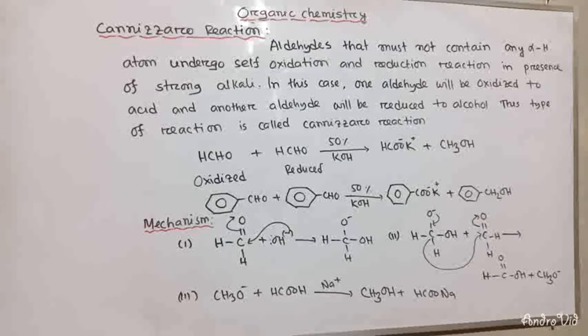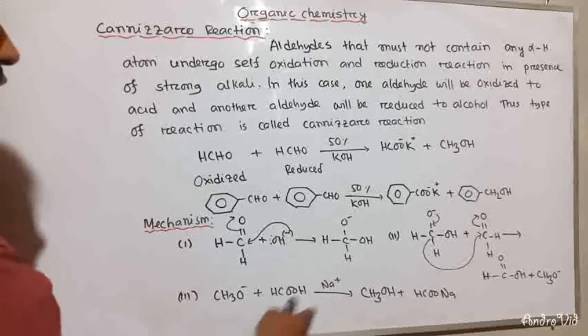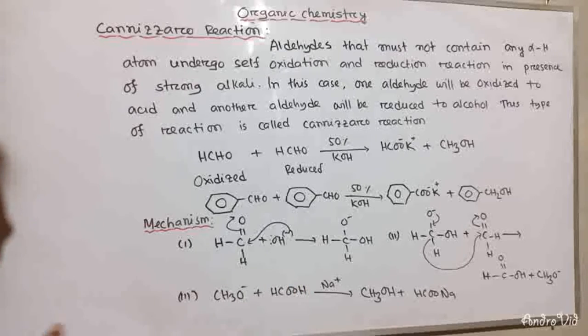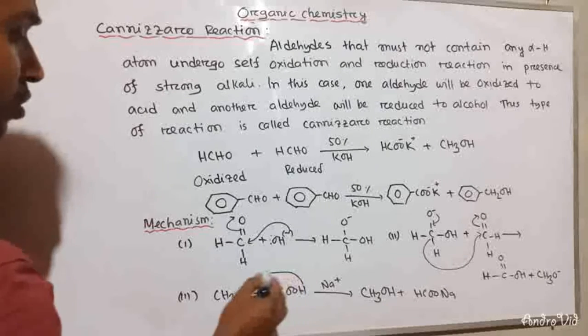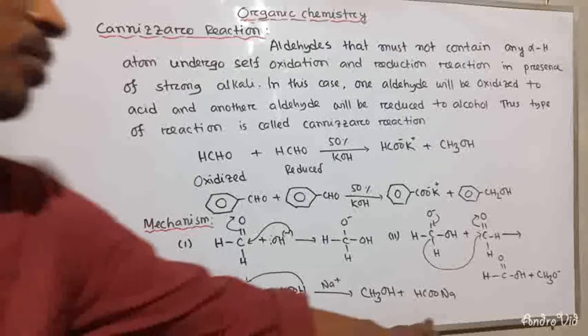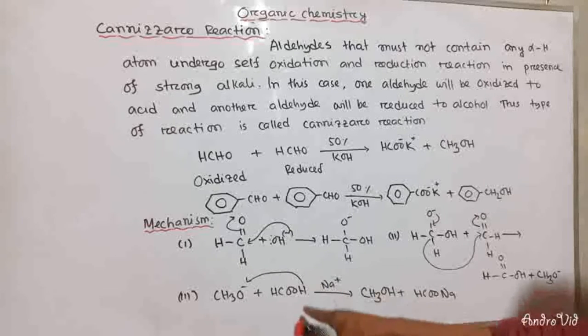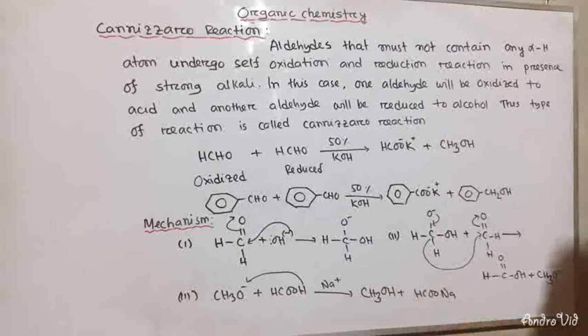After the formation of this product, in the presence of sodium hydroxide, this hydrogen will be received by this alkoxide, and it will be converted to alcohol. And here, as a negative charge is produced, they produce this acetate ion, this methanoate ion, which will react with sodium plus, and they produce the salt of the acid.